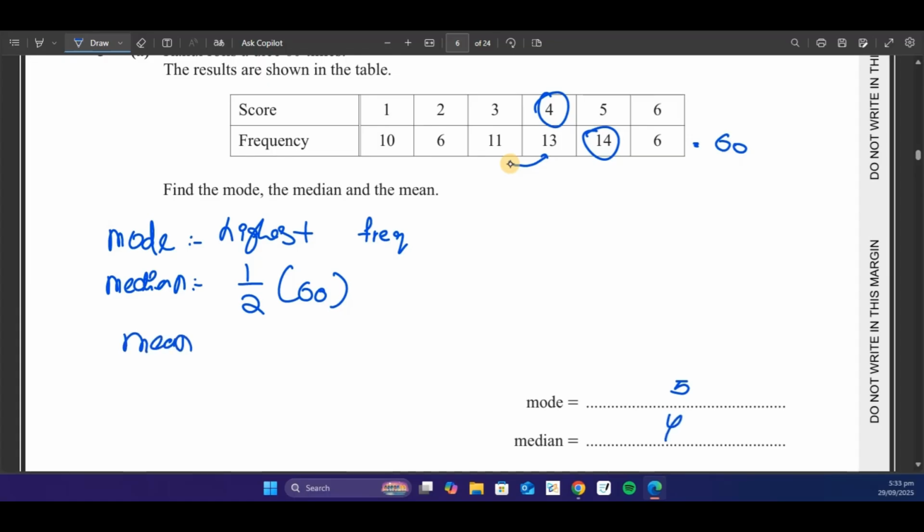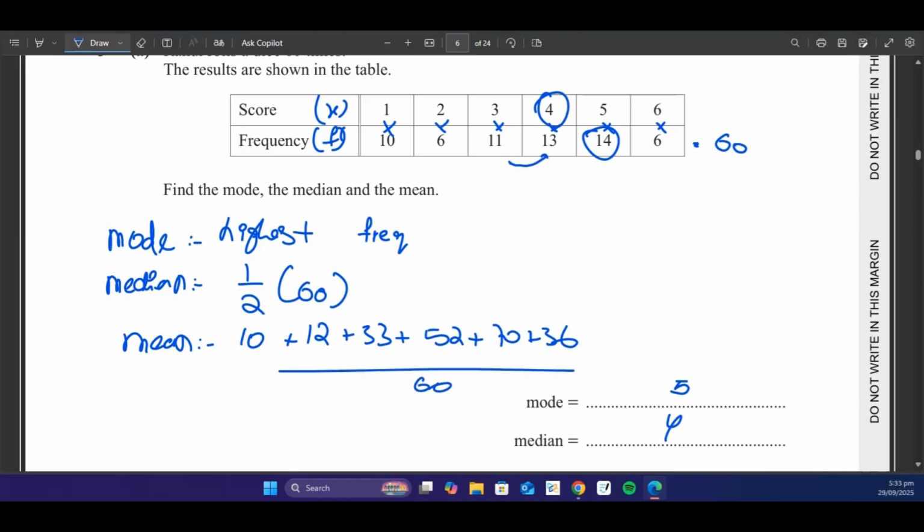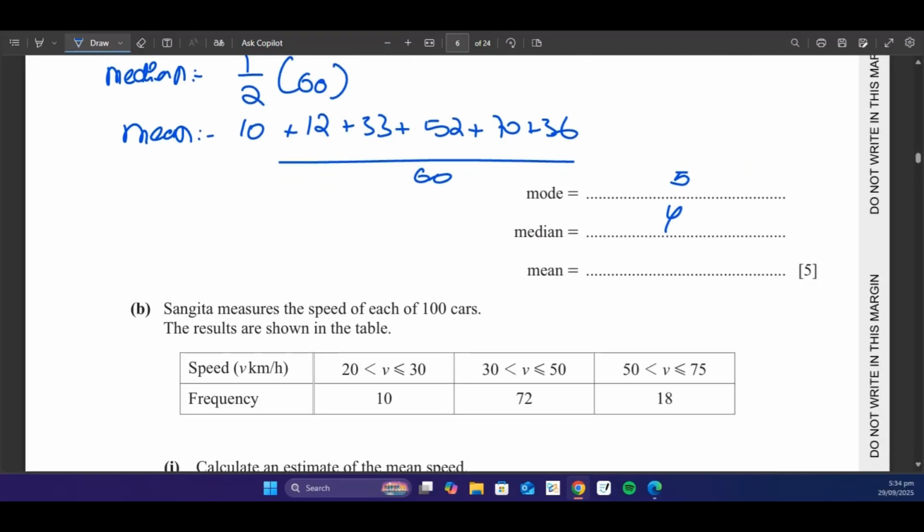And then mean is just the average, alright? So we could say that the mean would simply be 10 plus 12. Okay, and where did this come from? This basically came from f into x. There's an f, there's an x. So 10 plus 12 plus 33 plus 52 plus 70 plus 36, divided by 60. That is your mean value, your average value, which is 3.55.